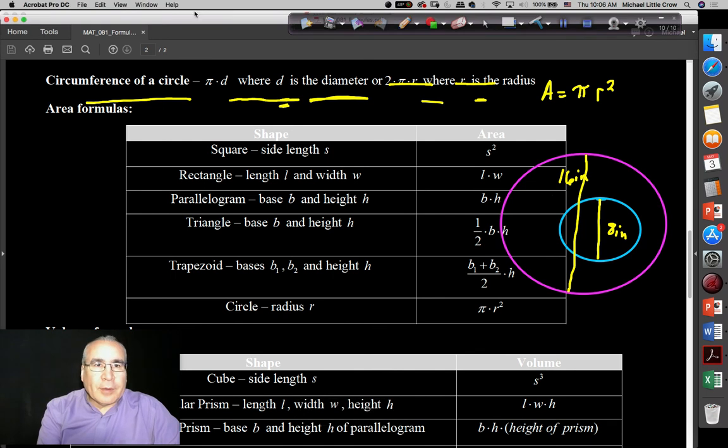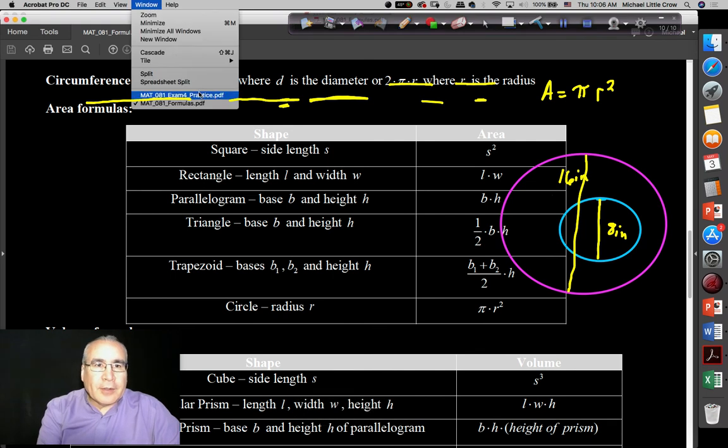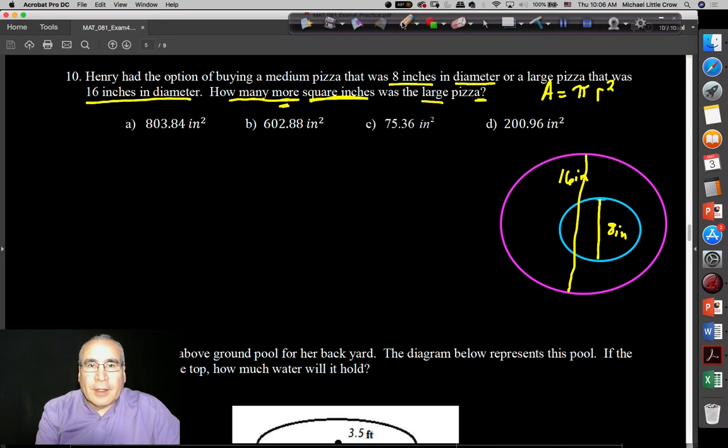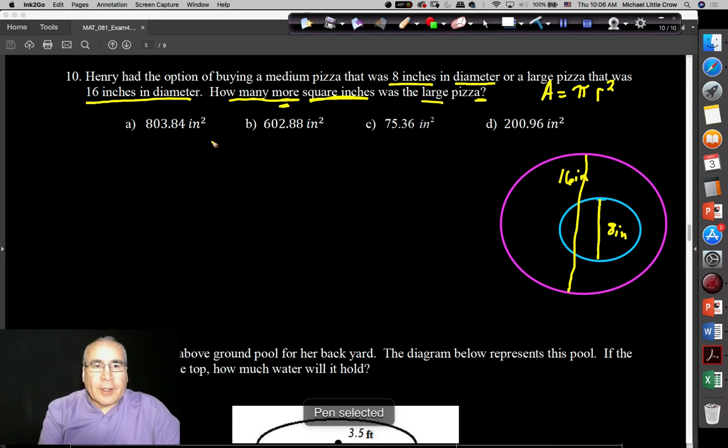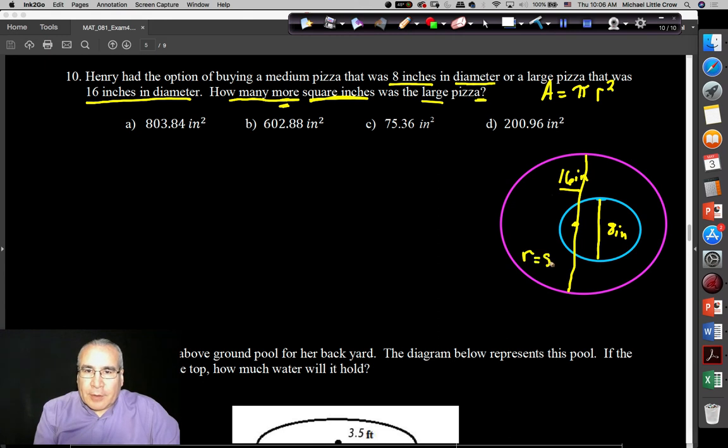And let's switch back to our question. So pi times the radius squared. For the first pizza, 16 inches, we need its radius, which is going to be half. So the radius for the big pizza is equal to 8 inches. We need the radius for the smaller pizza, which again is going to be half of the diameter, so that's going to be a radius equal to 4 inches.